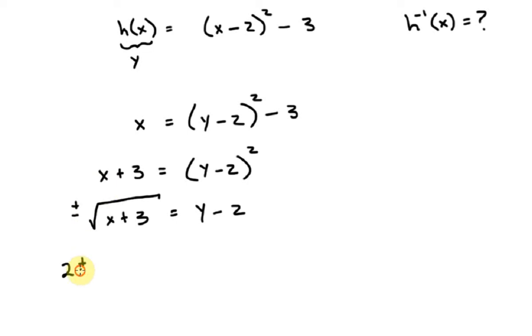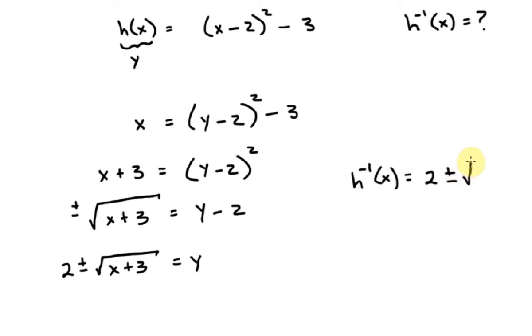So here it is. There we have it. And that equals y. Or perhaps we'll write it in a neater form, h inverse of x. And it looks like this: 2 plus or minus the square root of x plus 3. Now I'm just going to mention this is not an inverse function. All I can say about it is that it is an inverse relation.